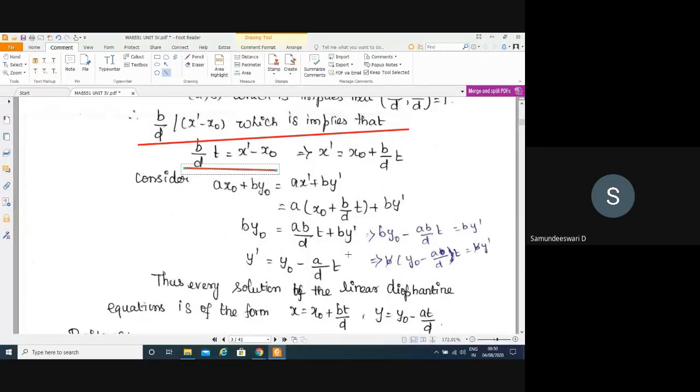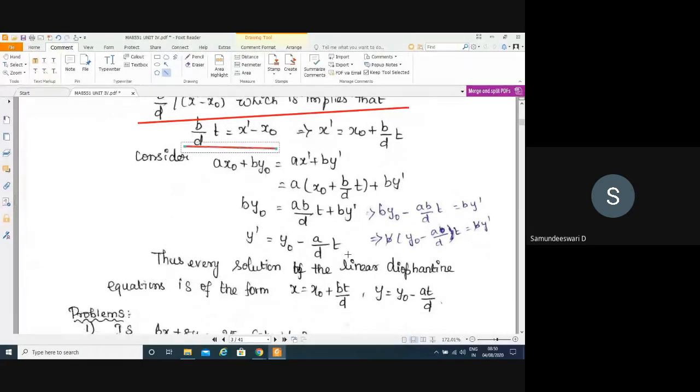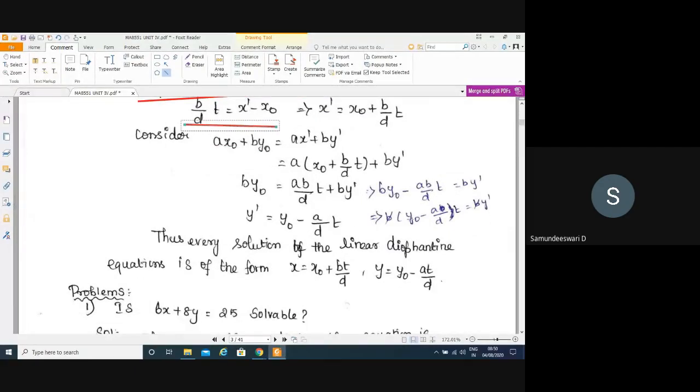Now you bring that ab by d t into the other side. So we get y naught minus ab by d into t equal to y dash. So taking b as common, remaining y naught minus a by d t equal to y dash. So cancelling b on both sides, we get y dash in the same format, y naught minus a by d. Okay, so this one is the general solution of the linear Diophantine equation.